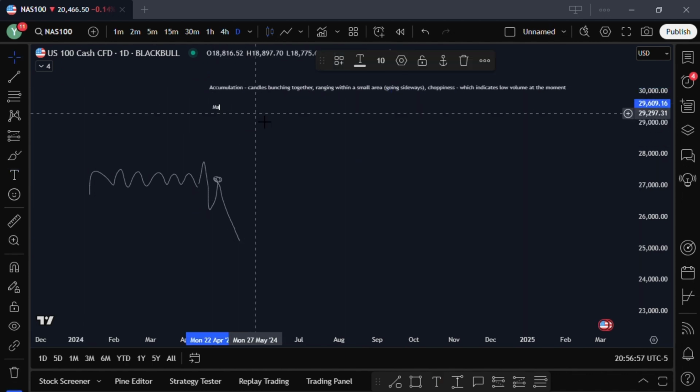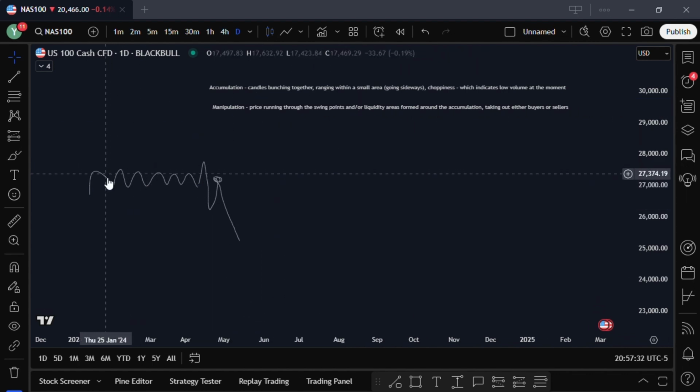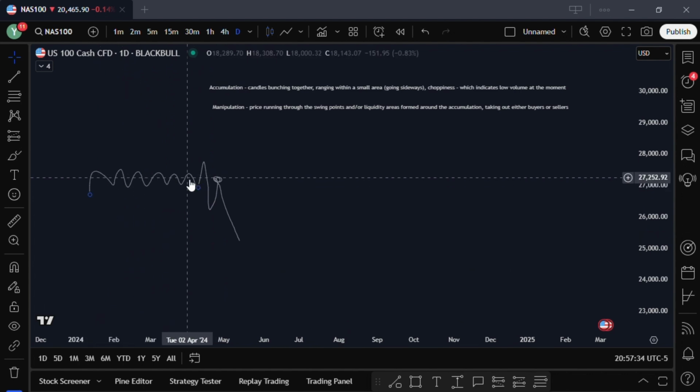So now we have manipulation. Manipulation is going to be price running through the swing points and/or liquidity areas. I can't spell liquidity. Liquidity areas formed around the accumulation area, taking out either buyers or sellers.